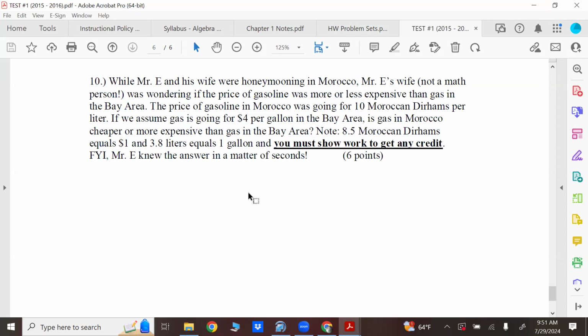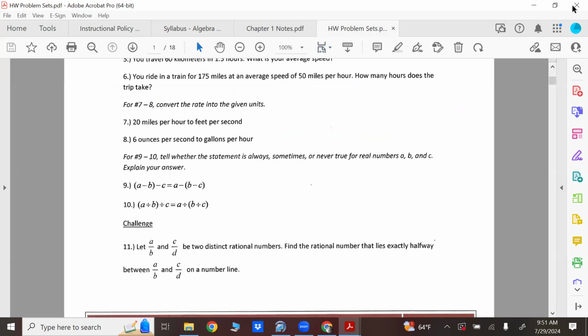But anyway, that's kind of a fun problem, right? Like, if you know how many Moroccan dirhams are for the US dollar, and 3.8 liters a gallon, is that a good or bad deal? Is it cheaper or more expensive? It's kind of a fun problem, but we won't do that today. Maybe we'll do that later. But you can see that would be kind of interesting, right? And we have to do some math. So anyway, kind of a real life situation that's kind of neat.